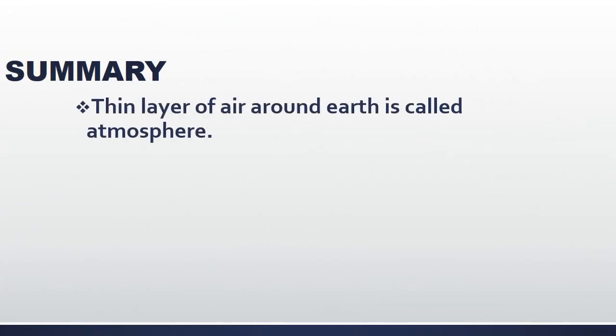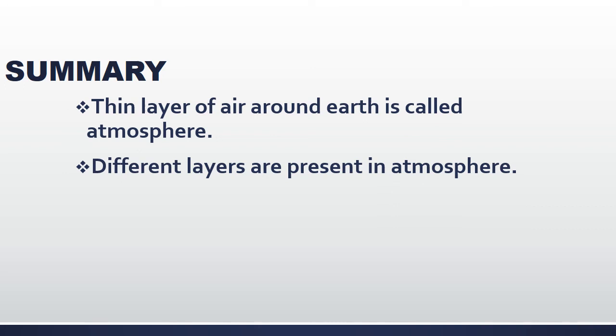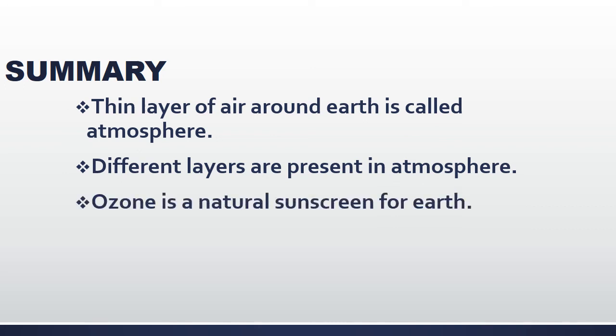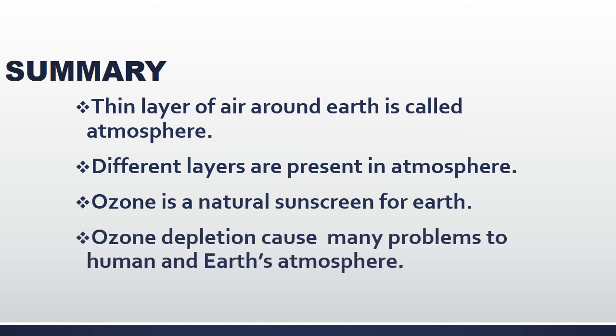Now let's summarize today's lecture. Today we see that thin layer of air around the Earth is called atmosphere. Different layers are present in the atmosphere. Ozone is a natural sunscreen for the Earth. Ozone depletion caused many problems to human and Earth atmosphere.